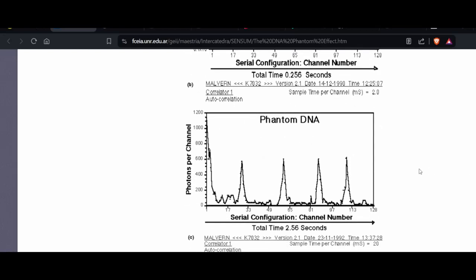But instead they find this picture here. Phantom DNA. So there's just these large peaks of photons being detected. It's not the same pattern as when the sample was there, but you have peaks that go up to about 600 photons per channel, and then it drops down to about 0. And then there's another peak over the total time here, which is about 3 seconds.